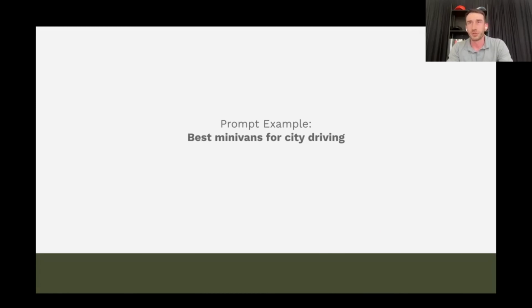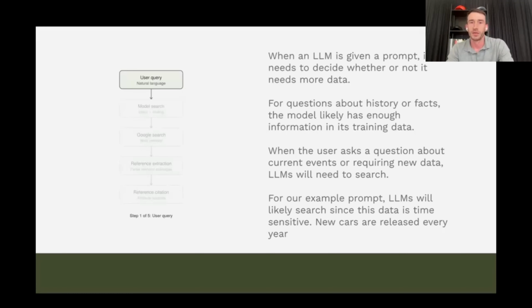Let's say we have a prompt, for example, the best minivans for city driving. This is the question we are asking AI. The first step is the LLM is going to have to decide whether it has enough data to answer that question. For historical questions like, what did peasants eat in the Middle Ages? The answer is something the model was already trained on, right? This happened a long time ago. It's something in the factual corpus of the model's data, and it doesn't need to go research to find this information. But for something that requires new data, like what was the score of the Champions League games this weekend or this week, the model doesn't know that when it's trained. It has to search the internet and find novel information to answer your question.